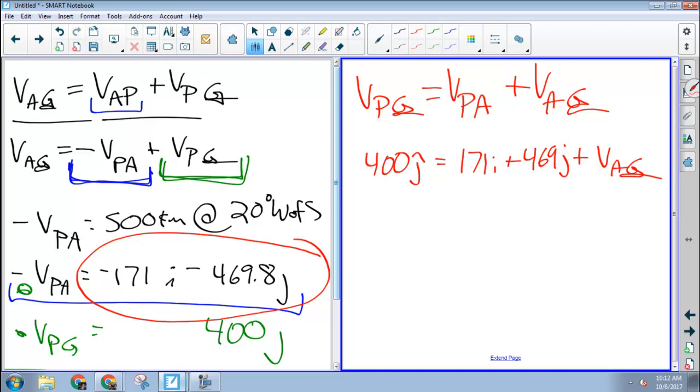I neglected to acknowledge the fact that it would be a negative quantity, as far as the j component goes. Gotcha. Yeah, it would be negative 69, right? So when I got 469, I got discouraged because I was like, how could it end up to 400 if I'm already above 400? I gotcha. Good. So yeah, this works. That's good.